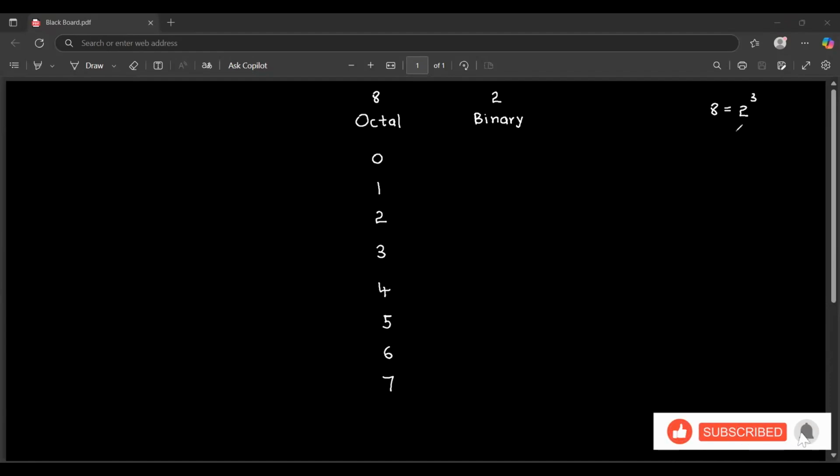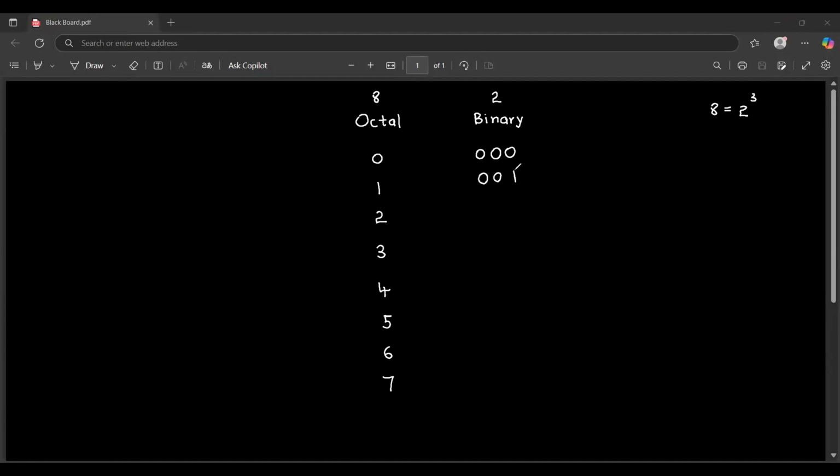Using 3 digits of binary means you are using 3 bits to represent a single octal number. So binary for octal 0, you can represent with 3 zeros. For 1, you can represent with 0, 0, 1. And what happens is, you add 1 to each prior number in binary. So if you add 1 to this, you'll get 0, 1, 0. And if you add 1 to this, you'll get 0, 1, 1. Similarly, it goes on and on.